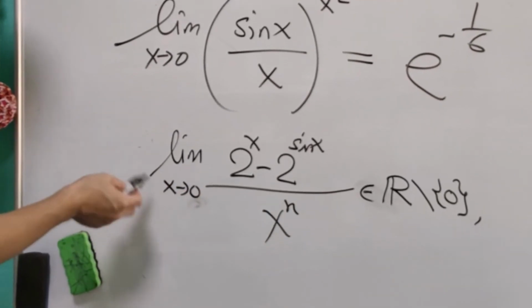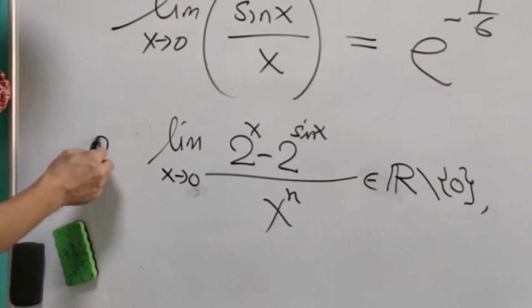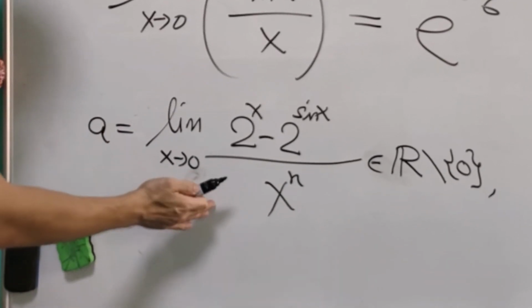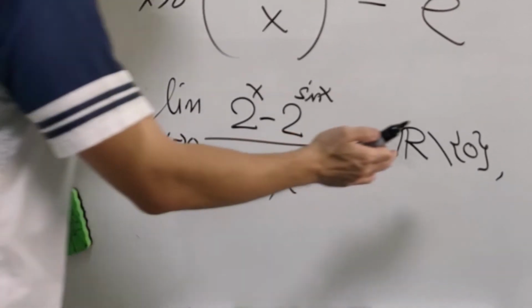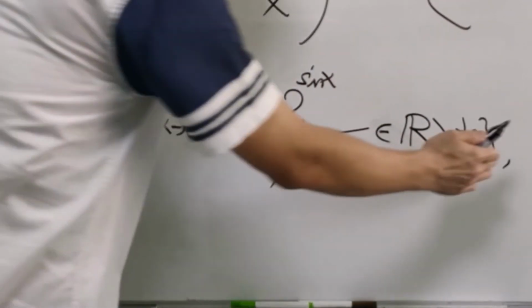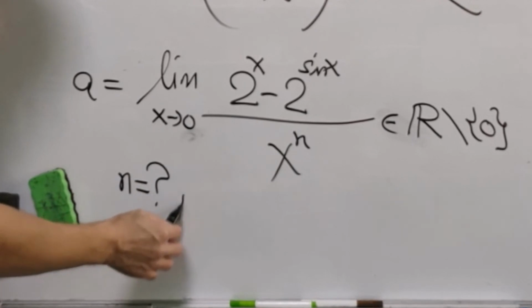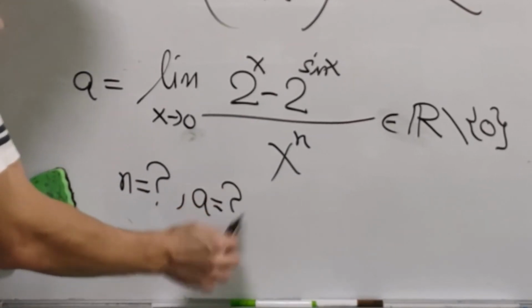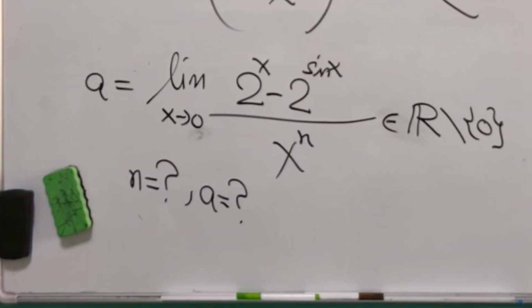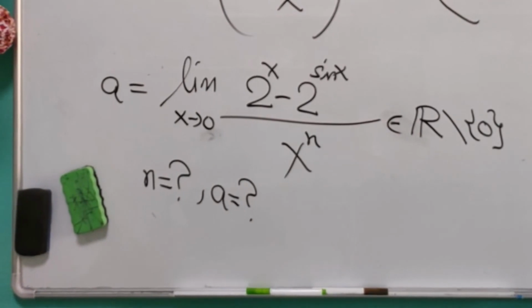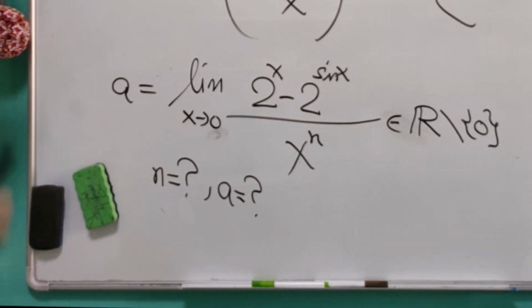Given that the limit of this is equal to a, where a is not equal to 0, in this case, what is the value of n and what is this limit? You may try it, and I will leave the answer in the description.